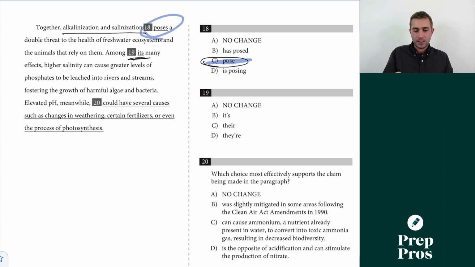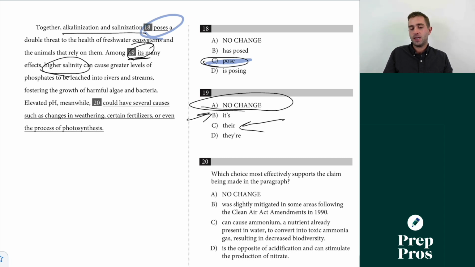19, this is simply a pronoun agreement question. We see its verse there. Among blank, many effects, we have to identify what we're referring to. Well, we're talking about higher salinity's effects. That's a singular thing, so we have to use our singular possessive pronoun, which is its. This is the same as it is. You can't say among it is many effects. Makes no sense at all.